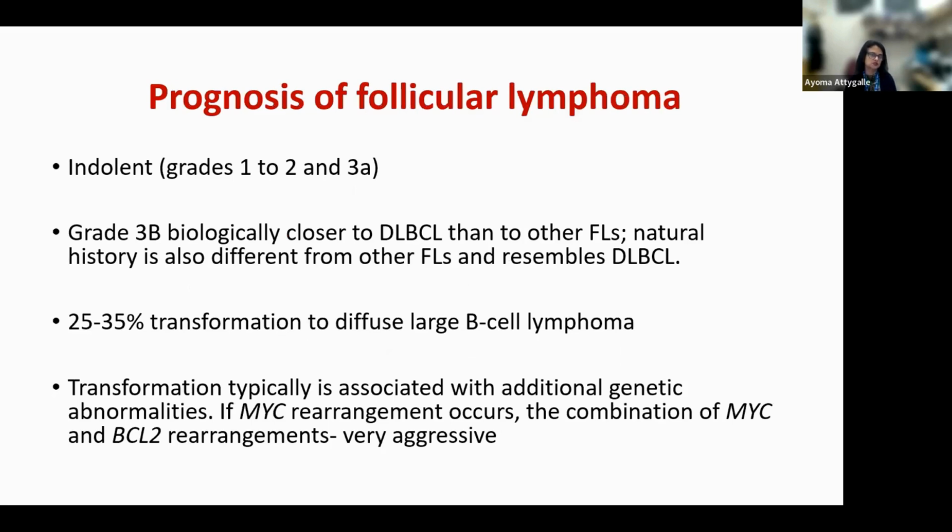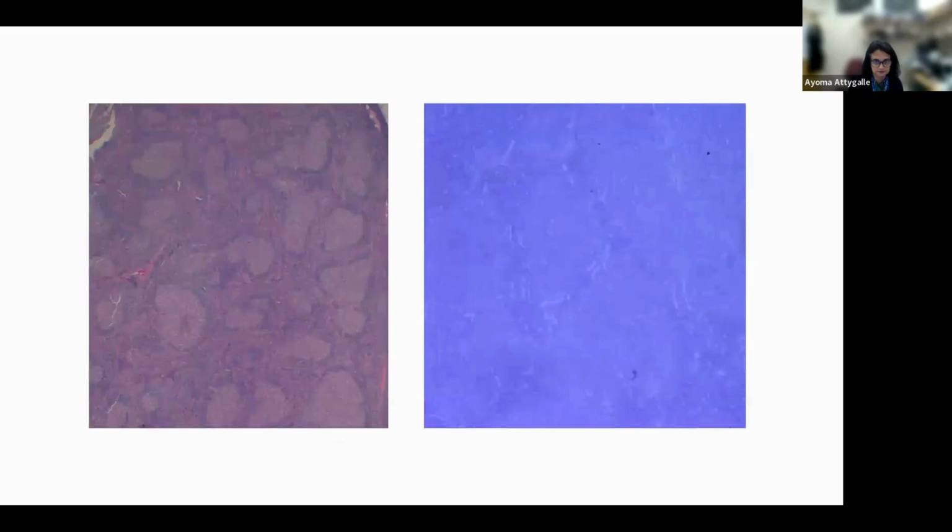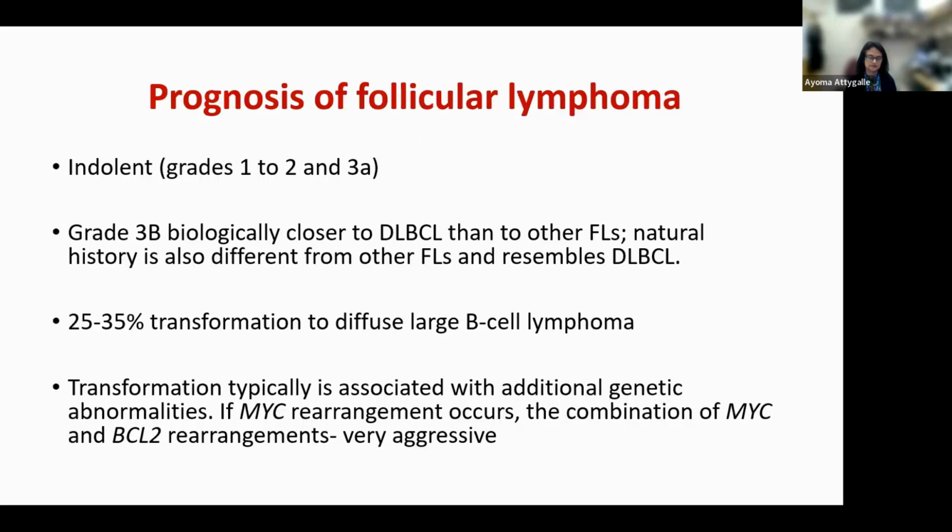As I said, the indolent ones are grades 1, 2, and 3A. Grade 3B is biologically closer to diffuse large B-cell lymphoma than other follicular lymphomas, and its natural history is different from other follicular lymphomas and resembles diffuse large B-cell lymphoma. Up to a third of cases of follicular lymphoma transform to diffuse large B-cell lymphoma, and the transformation is typically associated with additional genetic abnormalities. If a MYC rearrangement occurs, the combination of MYC and BCL2 can be very aggressive, and these were previously referred to as double hit lymphomas.